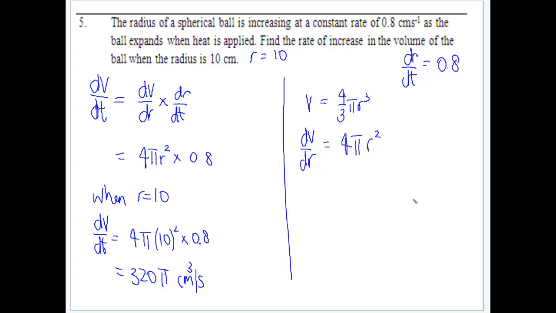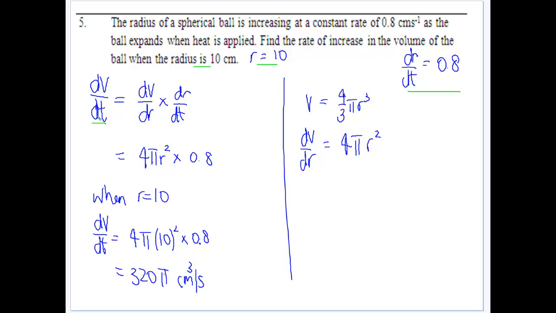Now this time we've got a radius of a spherical ball, and that's increasing at a rate of 0.8 centimeters per second. So that means the radius, dr dt, is increasing at 0.8. And we want to find the rate of increase in the volume. So we want to find dv dt at the point where the radius is 10. So there's our data that we've got from that.